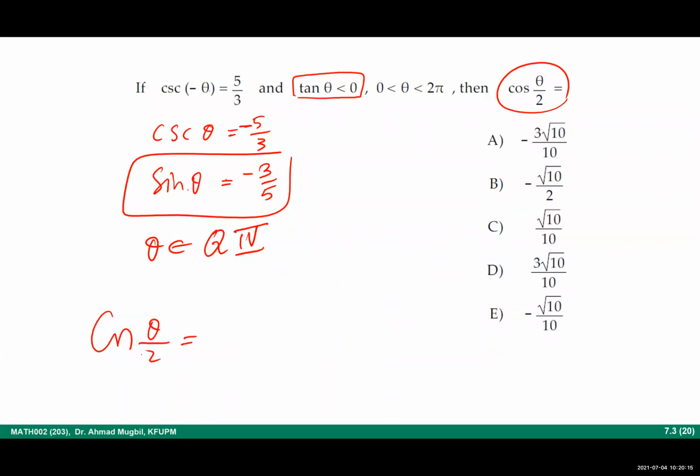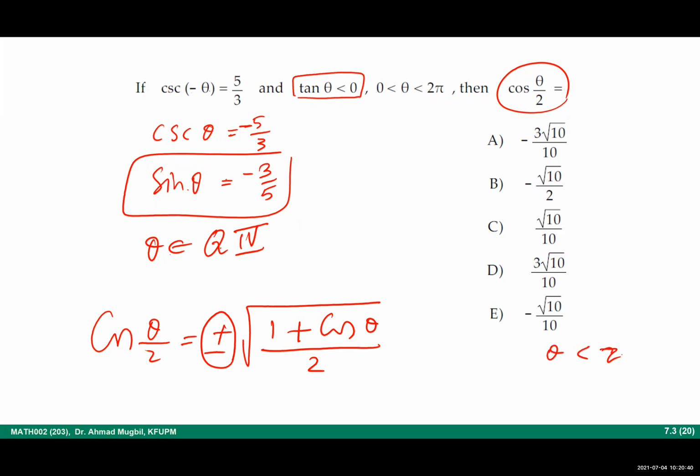Cosine theta over 2, by the half angle formula, is positive or negative the square root of 1 plus cosine theta over 2, where the double of theta over 2 is theta. Now the question is, positive or negative? What do you think? Cosine theta over 2, positive or negative? Theta is in the 4th quadrant.